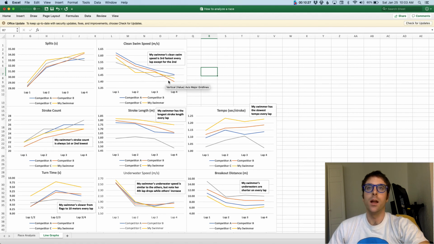So basically, a lot of the same information is coming through here. Her clean swimming speed was third fastest on every lap except for the second compared to these three competitors. Her stroke count was always the first or second lowest, which corresponded to her stroke length being longest on every lap, her tempo being slowest on every lap. For her turns, she was slower from the flags to the walls to the 10 meters on every lap than her competitors. Her underwater speed was pretty similar, except on the fourth lap where her competitors tended to increase slightly and she decreased. And then her underwaters were shorter on every lap.